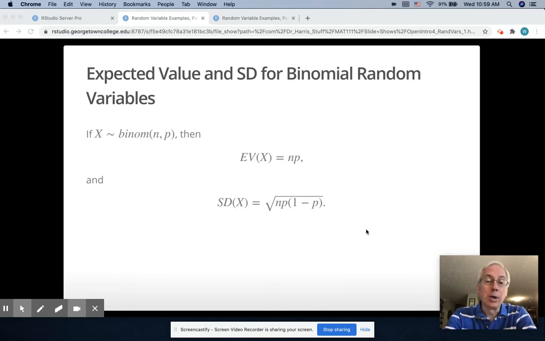And the standard deviation also reduces down to something pretty tractable. I'm not going to try to derive why this is the case, but it turns out that the formula reduces to the square root of n times p times the quantity 1 minus p. Now, if p is the probability of success, 1 minus p is the probability of failure. And so the standard deviation of a binomial random variable is the square root of the product of the number of trials, the probability of success, and the probability of failure. Let's see that in an example.